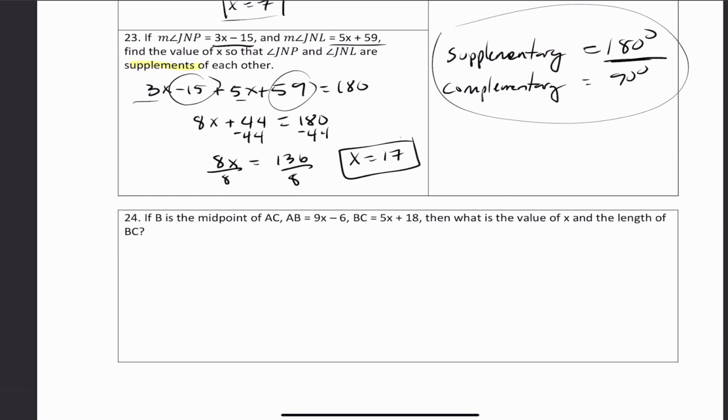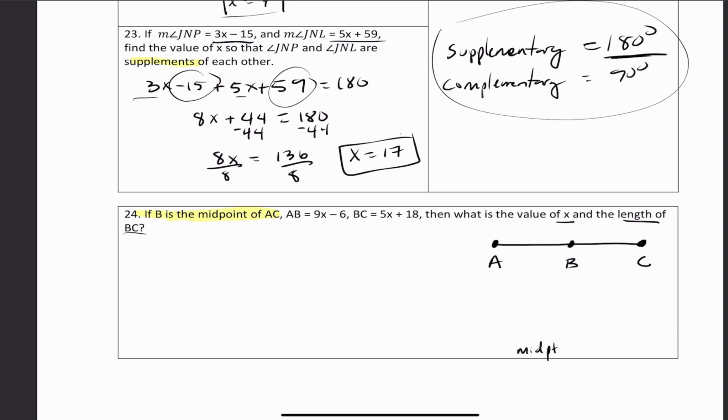If B is the midpoint of AC, and AB is 9x minus 6, BC is 5x plus 18, then what is the value of x and the length of BC? Okay, so I'm going to go ahead and just draw what they're saying over here. We have a segment with endpoints A and C, and B is the midpoint. If B is the midpoint, what does that do? With the midpoint, it splits the segment into two congruent parts. That means that this here and this here are going to be congruent. So tick mark here, tick mark here.